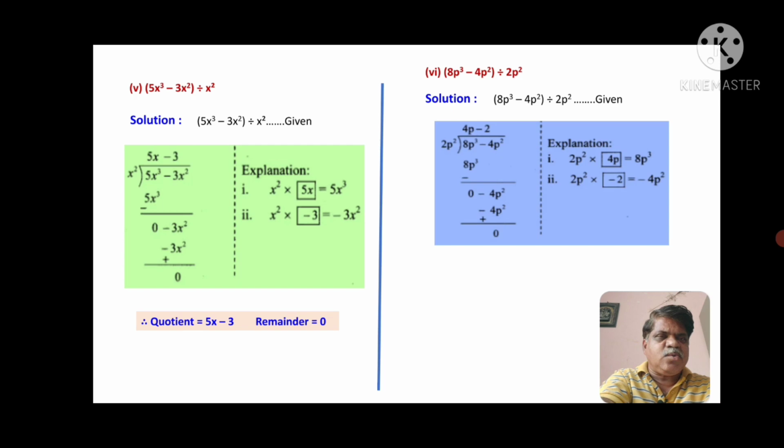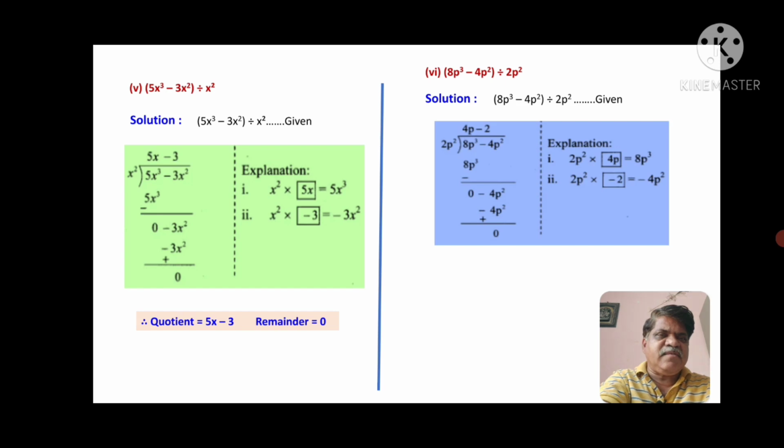In the explanation part, two steps we have to carry out here. In the first step you can find that 2p square is multiplied by what? So you are getting 8p cube. In the box you could see 4p, which is the first term of the quotient, that gives 8p cube, the product. So subtraction of these two will be 0.